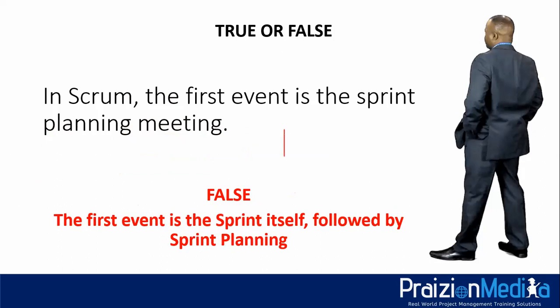This thing right here is your sprint, right? Let's look at it like a container. Inside the sprint, you have your sprint planning, you have your sprint review, you have your sprint retrospective. Inside the sprint is a container for everything else. All right, so your sprint planning, your sprint review, your sprint retrospective, and your daily scrum, they're all inside the sprint. You got to look at it like that. So the first event is actually the sprint itself.